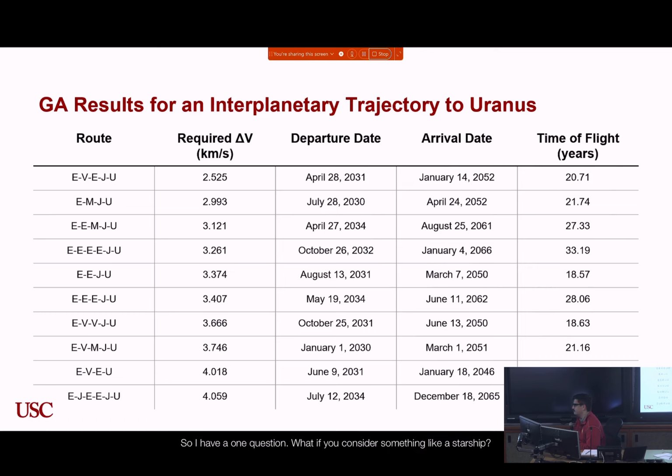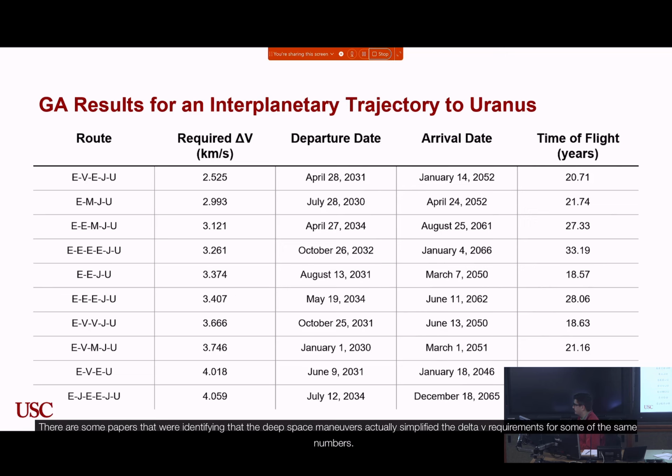So I have one question. What if you consider something like Starship? In what sense? It's going to produce a lot of delta V, right? Mm-hmm. I don't exactly know how many kilometers per second you can produce, but maybe in the future, if you do include the deep space maneuvers, it could make some of these cases much shorter, right? Yeah, or actually even less delta V intensive as well.